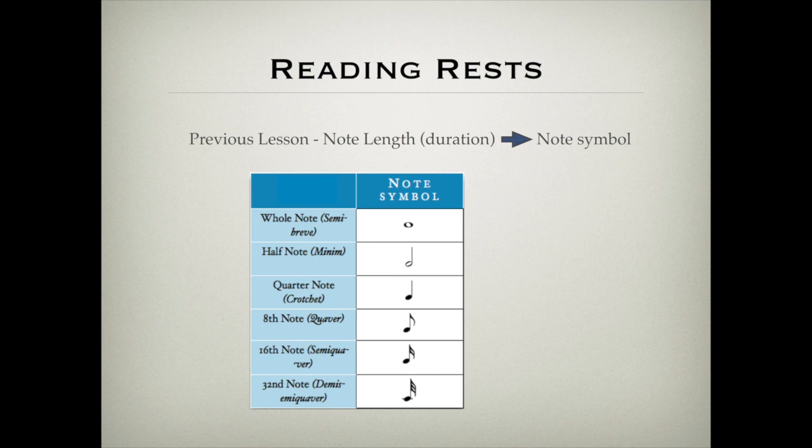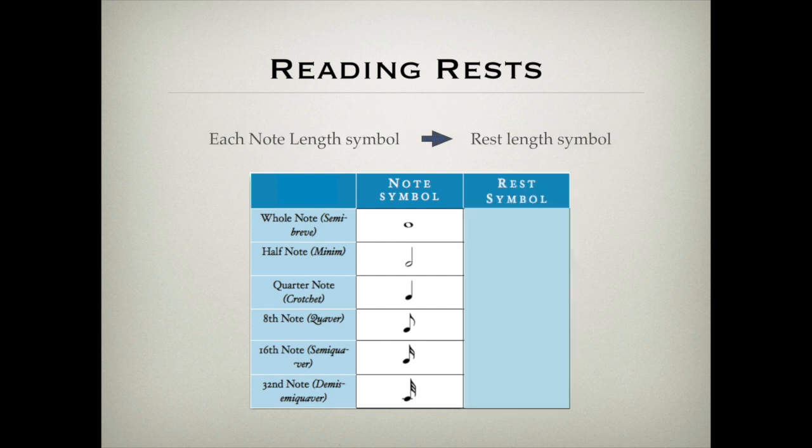In a previous lesson, we looked at note length, otherwise known as duration, and we saw how the symbol of the note determines how long the note is. So if you have a look at this table here, that summarises lots of the notes that you'll come across, whether the note head's filled in, whether it's got a stem, or whether it's got a tail, determines what type of note it is. It's all very logical. Now it's exactly the same with rests.